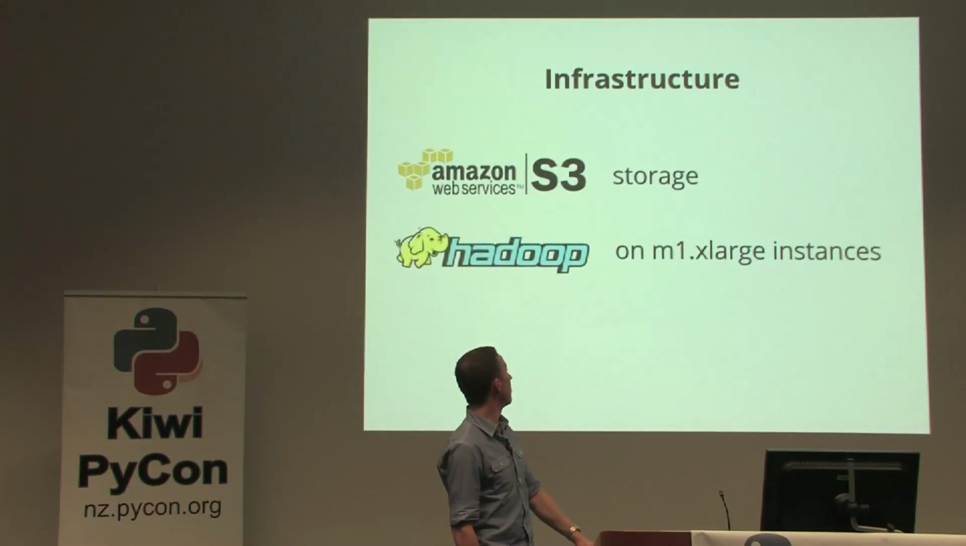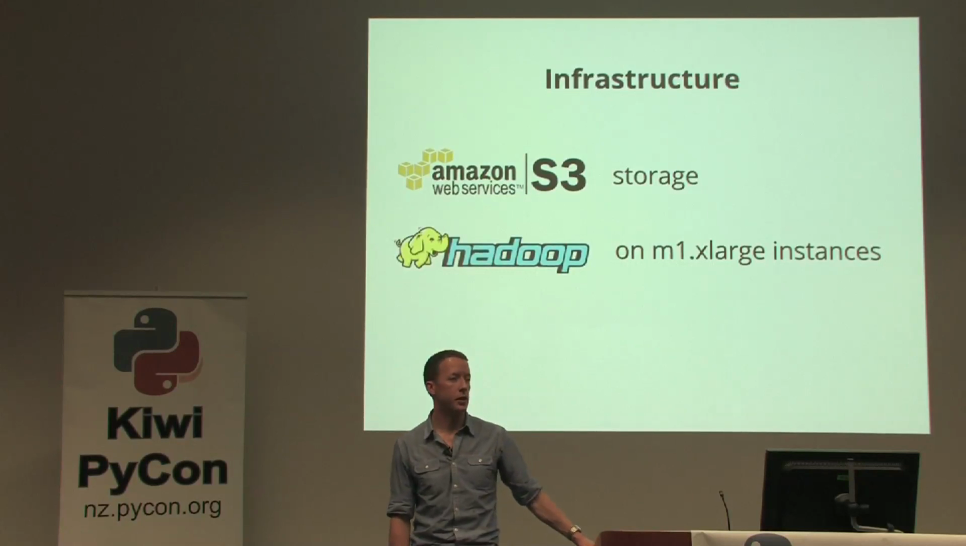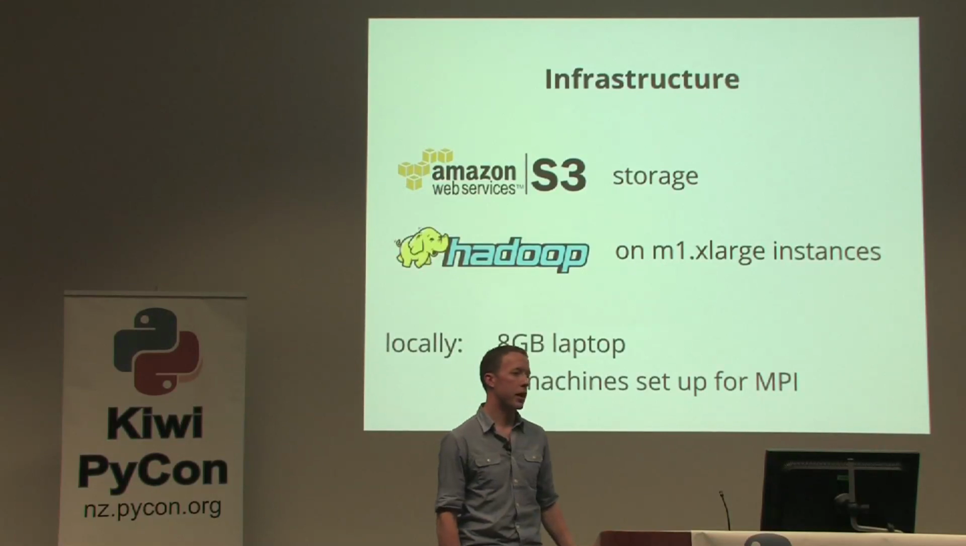So the infrastructure I'm using is S3 for storage, M1 large instances on AWS EC2 for processing power, and at home I've got my 8 gigabyte laptop and 4 machines wired up for MPI.